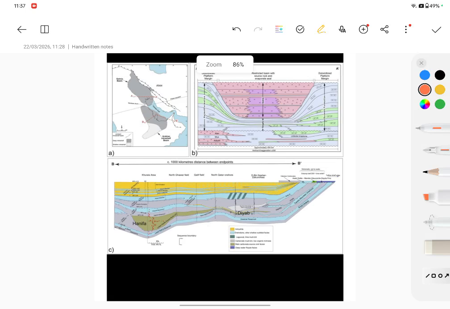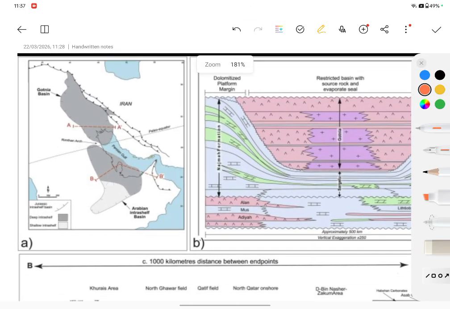So the Persian Gulf is, where is the Persian Gulf? Persian Gulf is here, right? The Persian Gulf is a shallow marine basin and it is ideal for preserving organic materials. Over millions of years, this organic matter gets transformed into oil and gas naturally.